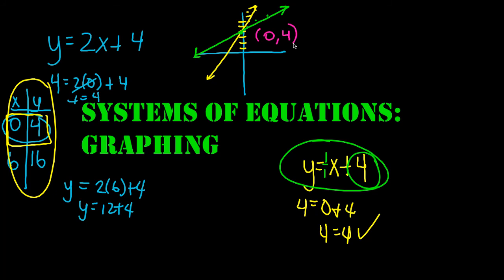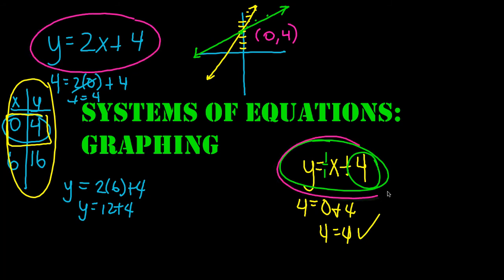And that point represents the only place on my graph where this equation and this equation are both simultaneously true. At the exact same moment, at that 0, 4, both equations are going to be true. So our goal in this lesson is to use graphing to figure out the solution to a system of equations, to look for that one point where both things are going to be true.